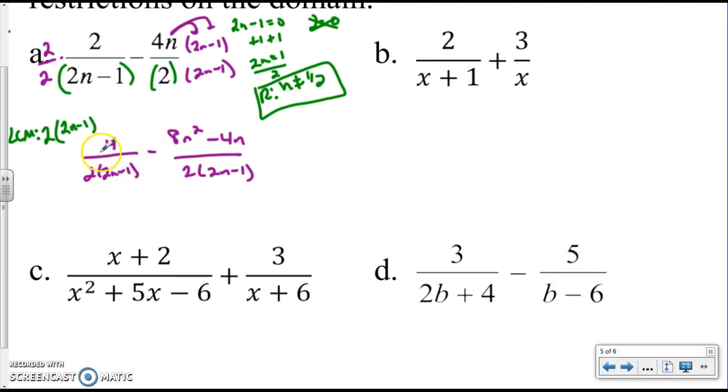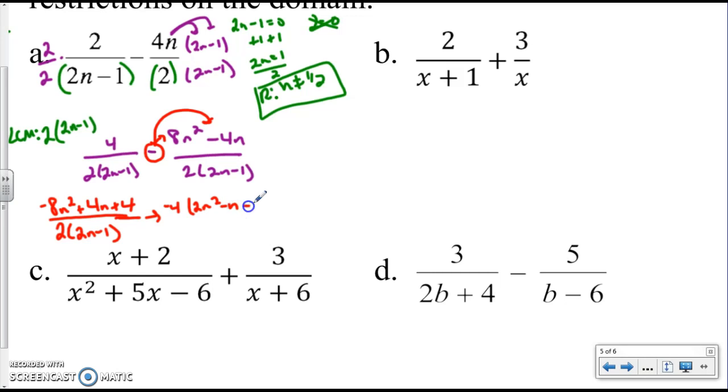So notice, though, if I work my way across the top, I can't actually combine any of those together. So I'm just going to rewrite it, but this sign needs to be distributed to both parts. So that becomes a negative 8n squared plus 4n, and then I have a positive 4 in the front. That wasn't impacted by that. I'm going to factor, so I'm going to take out a negative 4. So I'm left with 2n squared minus n minus 1.